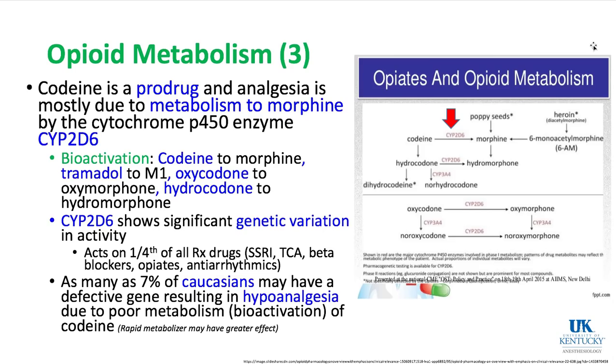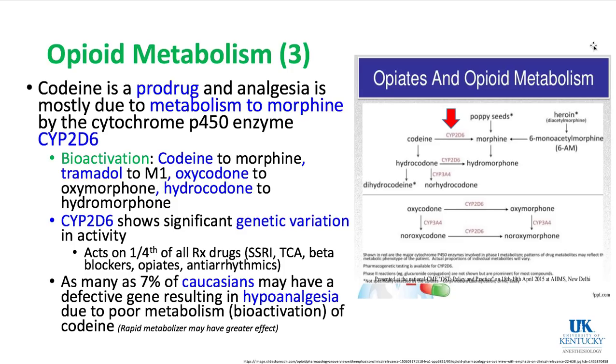Opioid metabolism, another interesting point, is that some opioids are a prodrug that must be metabolized to an active form, and codeine is one of those. It is metabolized by the CYP2D6 cytochrome system to morphine. And for those who do not have a normal CYP2D6 enzyme, codeine would be like giving water to them because it would not be metabolized to morphine. There are other opioids that must be bioactivated other than just codeine to morphine: tramadol, oxycodone to oxymorphone, hydrocodone to hydromorphone. So this enzyme is very important.